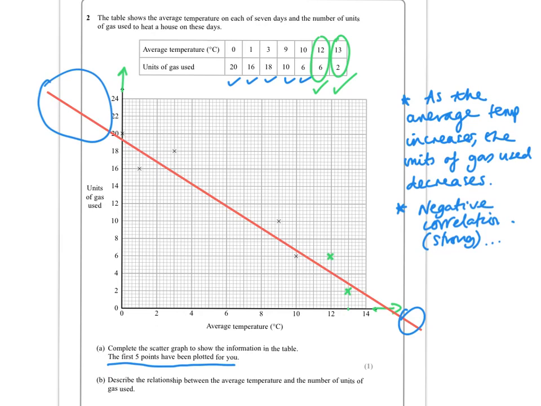So part C said that, estimate the average temperature on a day when 12 units of gas are used. Well, you read along from 12, draw a dotted line. Even my strongest students sometimes forget to do that and lose a mark. You must show how you've used your line of best fit, and then read downwards.